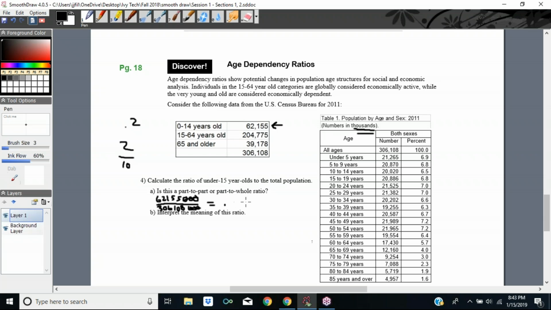So when I divide this, let's see what I get. I got 0.203. All right, so when we do these ratios, take them out a couple of decimal places, maybe 3 or 4, so that you can do part B, interpret the meaning.